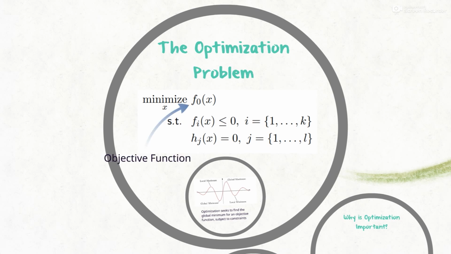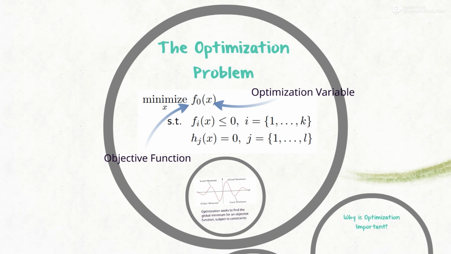So we have the objective function. That's the f naught here. The objective function is what we are trying to minimize. In machine learning, this would be your loss function. We also have an optimization variable. So these are the variables that go into our objective function. And they're often the parameters that we want to update.